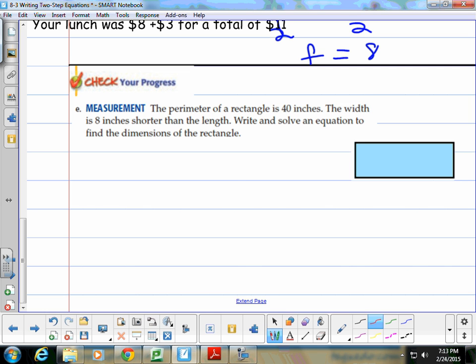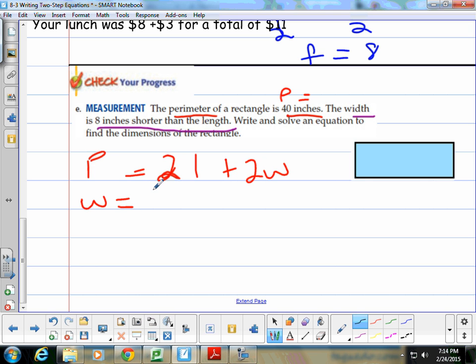So we do know perimeter is telling us to add the side lengths together of a rectangle, and that the perimeter is 40. So what I know is that perimeter is twice the length plus twice the width of a rectangle. It looks like I also already know the width is 8 inches shorter than the length. So I don't know the width necessarily, but I do know that the width is 8 inches shorter than, which means subtraction, than the length. So the length minus 8.